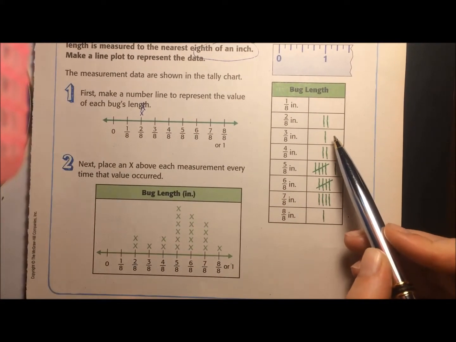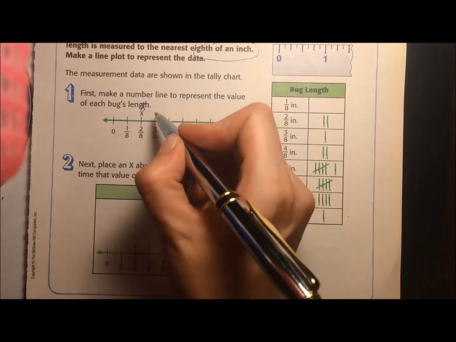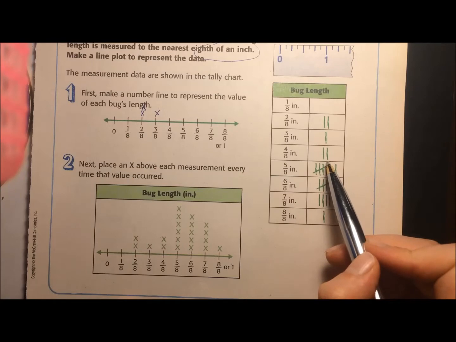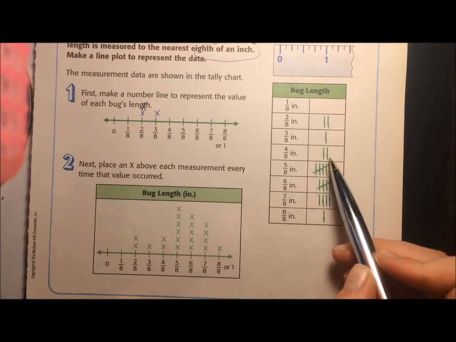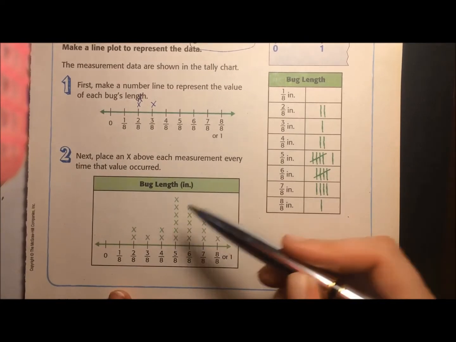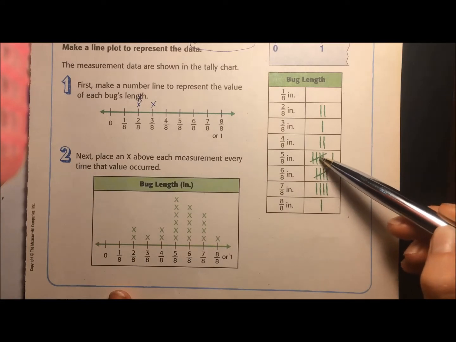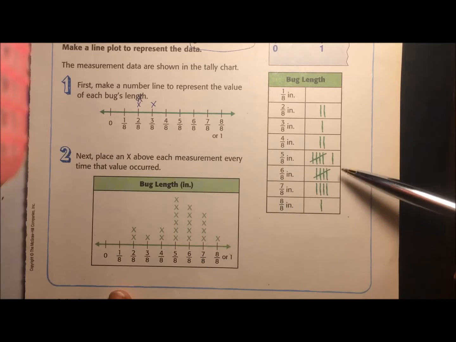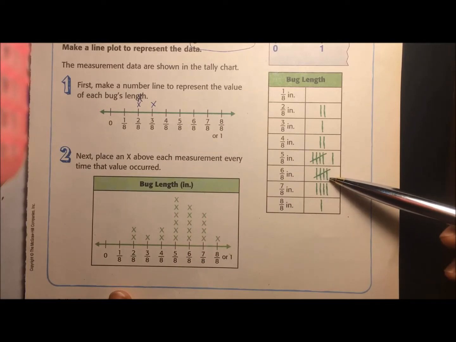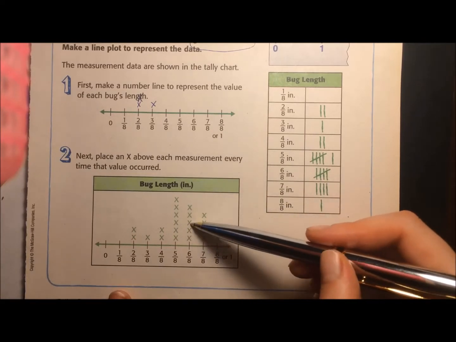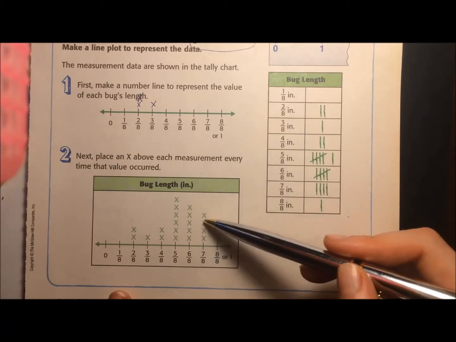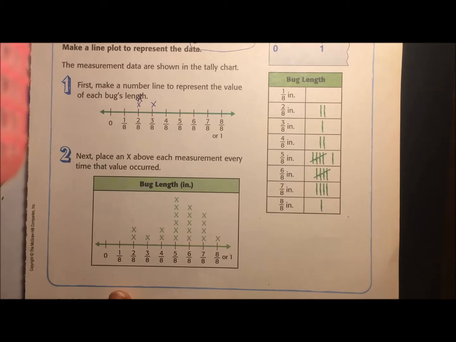One bug at 3/8, so I would put 1 X, and they did that here. At 4/8, there were 2 bugs, so they put 2 X's. At 5/8, oh my goodness, there were 6. So 1, 2, 3, 4, 5, 6. At 6/8, there were 5: 1, 2, 3, 4, 5. At 7/8, there were 4: 1, 2, 3, 4. And at 8/8, there was 1.